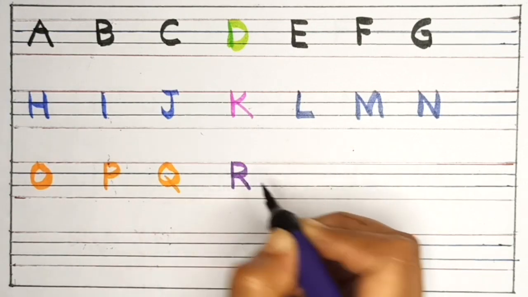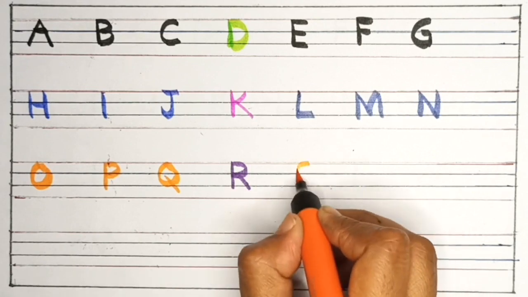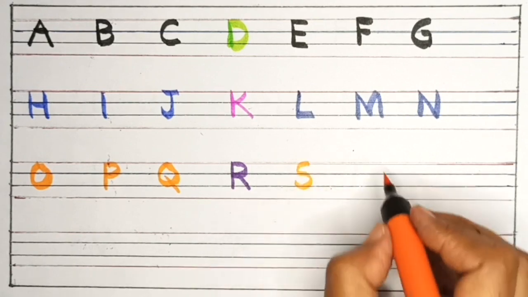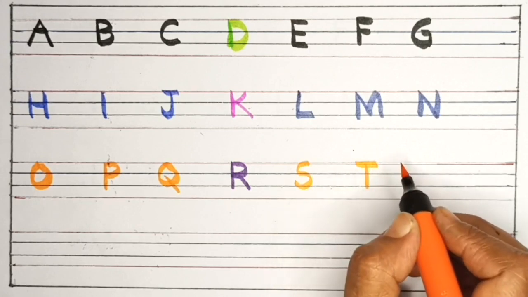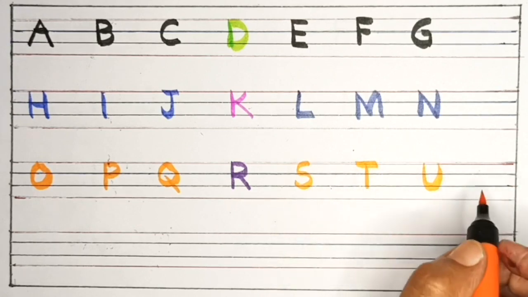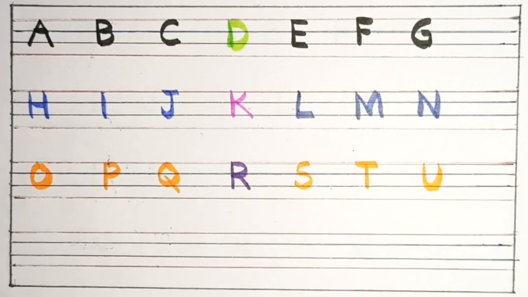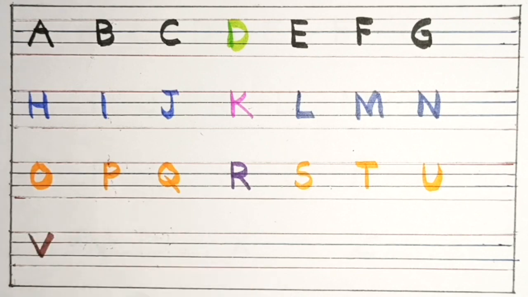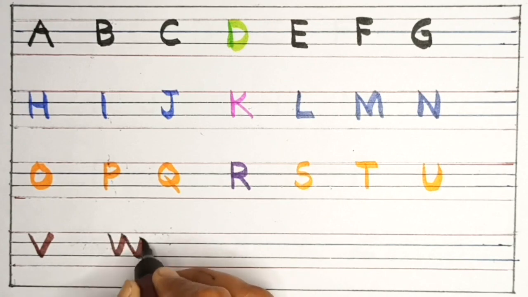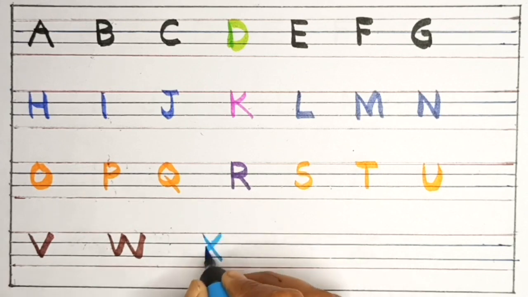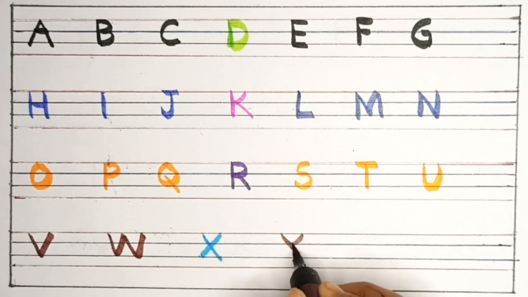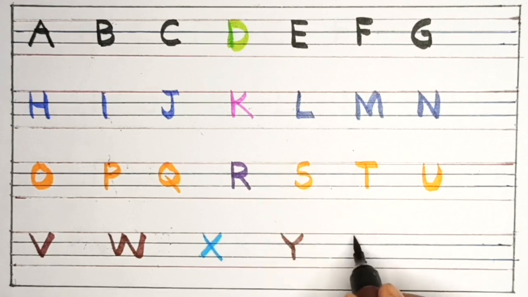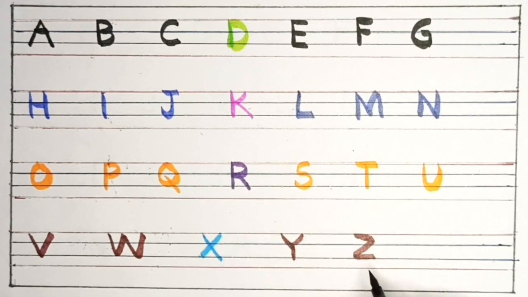R, R for rabbit. S, S for sheep. T, T for tree. U, U for umbrella. V, V for van. W, W for watch. X, X for xylophone. Y, Y for yak. Z, Z for zebra. Thank you.